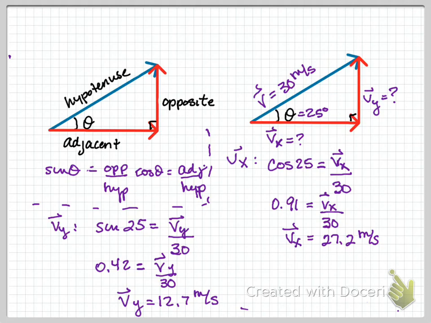So the velocity component at an angle, you'll end up with force components at an angle. We'll do momentum at an angle. So there'll be a lot of pieces at an angle, but the math is exactly the same.